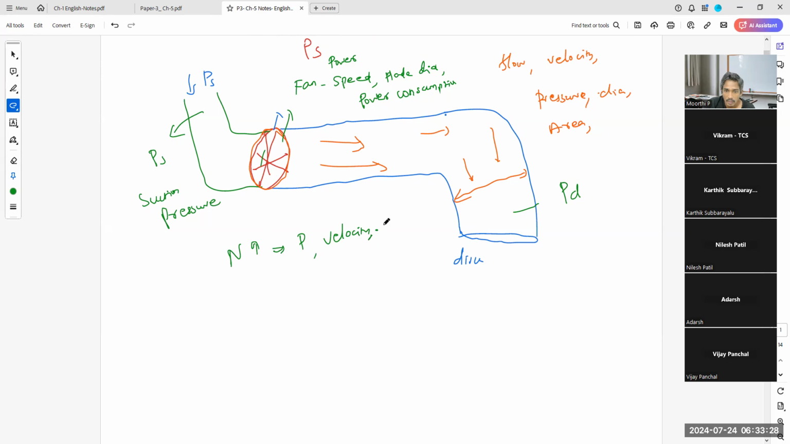Discharge pressure increases. Pressure increases. Velocity, pressure, and power. This we have to relate. This speed is common. Always keep it. Speed is common. Common means in all the equations you have to keep speed. This is the one thing you have to understand.